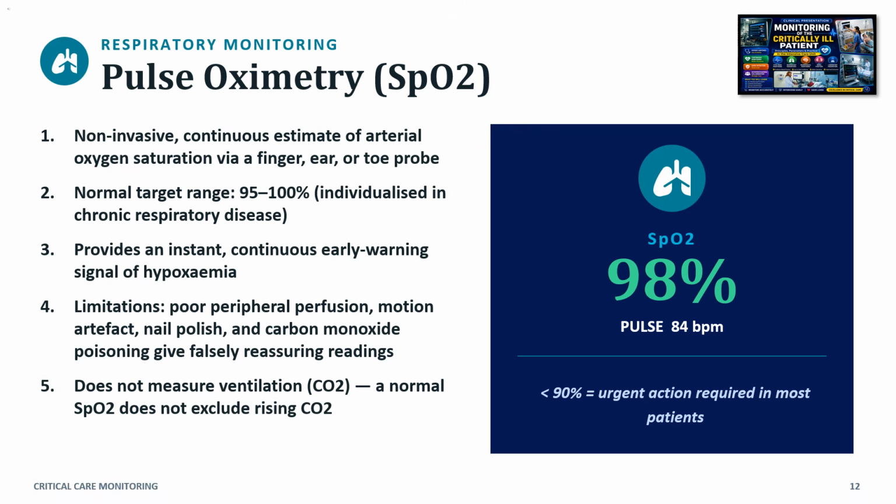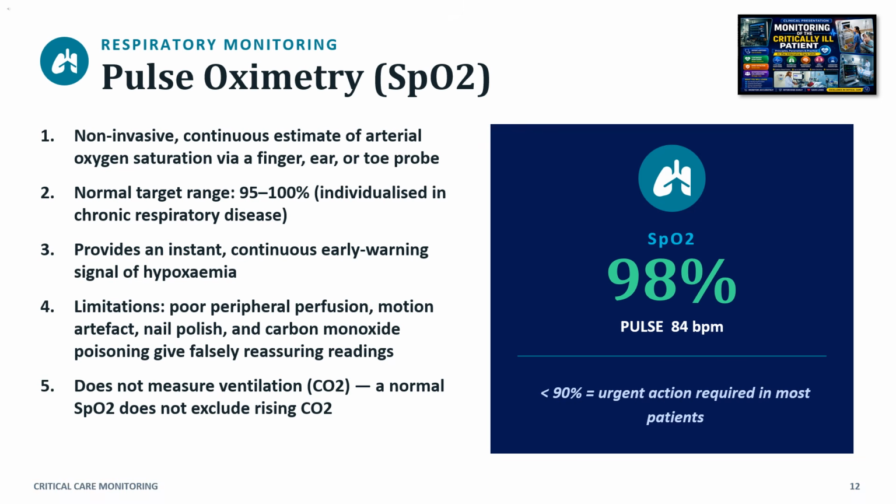Respiratory monitoring. Pulse oximetry, SpO₂. 1. Non-invasive, continuous estimate of arterial oxygen saturation via a finger, ear, or toe probe. This provides quick oxygen status without needing a blood sample. 2. Normal range, 95–100%, individualized in chronic respiratory disease. This range ensures adequate tissue oxygenation. Lower targets may be accepted in COPD patients.